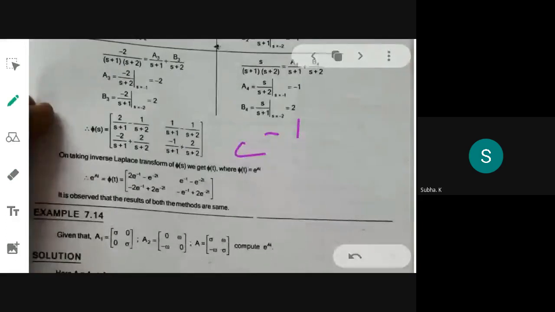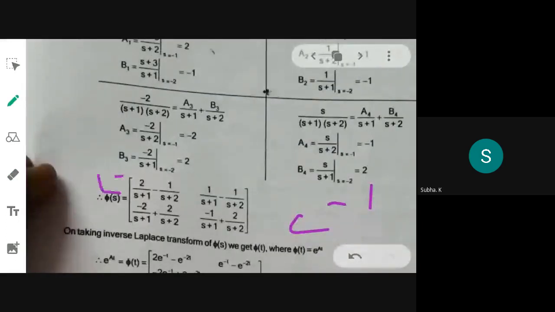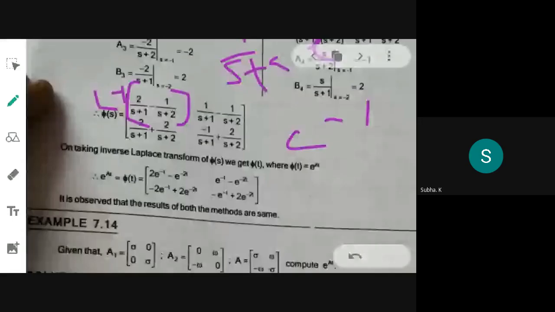Okay, you know how to take the inverse Laplace transform for the first term. If it is in 1 divided by (s plus a) format only, then e power minus at will be the answer. So 2 e power minus t minus e power minus 2t, which should be the first term.